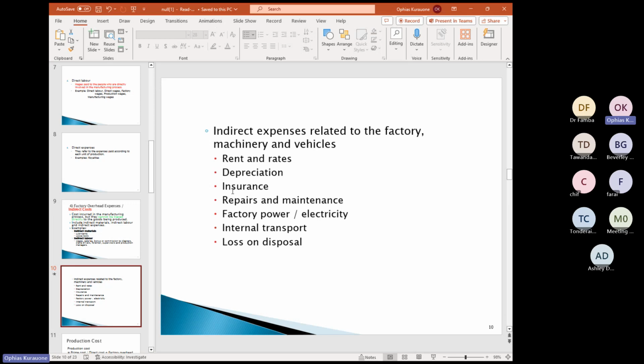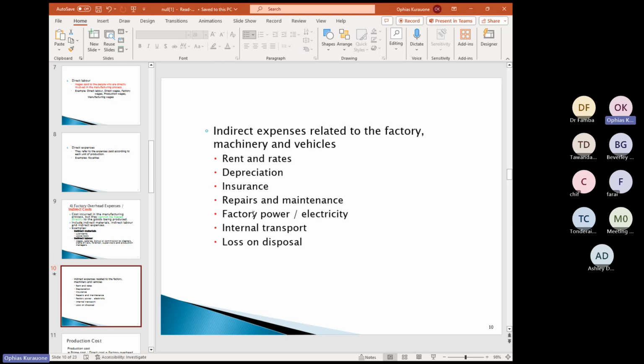Insurance: you need to be insured in case of emergencies, such as a fire outbreak, theft, and any other incident which might happen. Then you are talking about repairs and maintenance. The machinery might break down and need to be repaired and maintained so that it does not disturb the smooth production of goods and services.